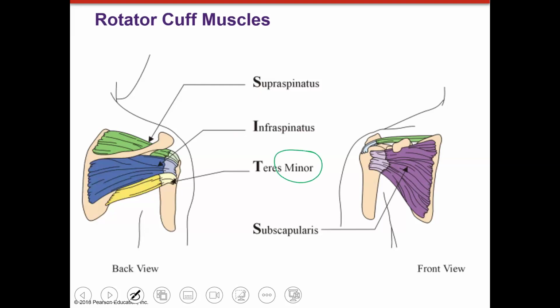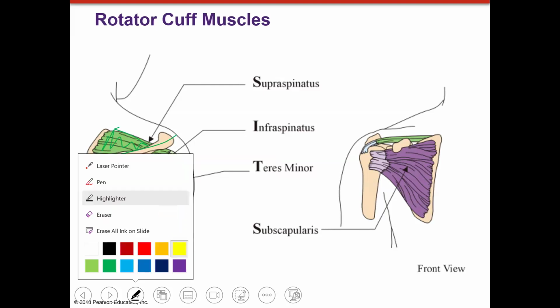And the tricky one is this, teres minor. It is not teres major, it is only teres minor. Minor is smaller and on top, so it's closer to this triangular bunch of muscles here. Supraspinatus, above the spine of the scapula.